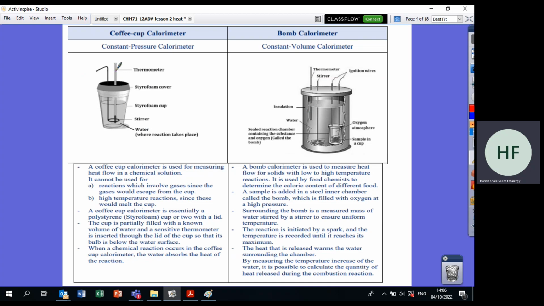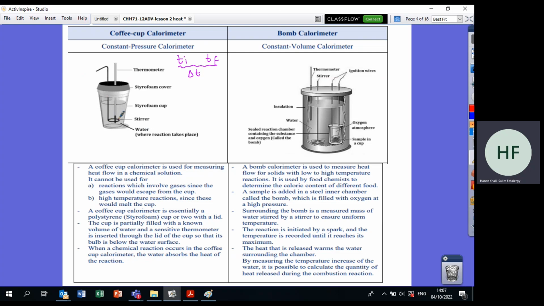Now the thermometer will measure the temperature. Actually, we should have two temperatures. Temperature before we start the experiment, which we call T initial, and the temperature after the experiment, which we call T final. And when we subtract T final minus T initial, we can get delta T. Okay, we have this one.